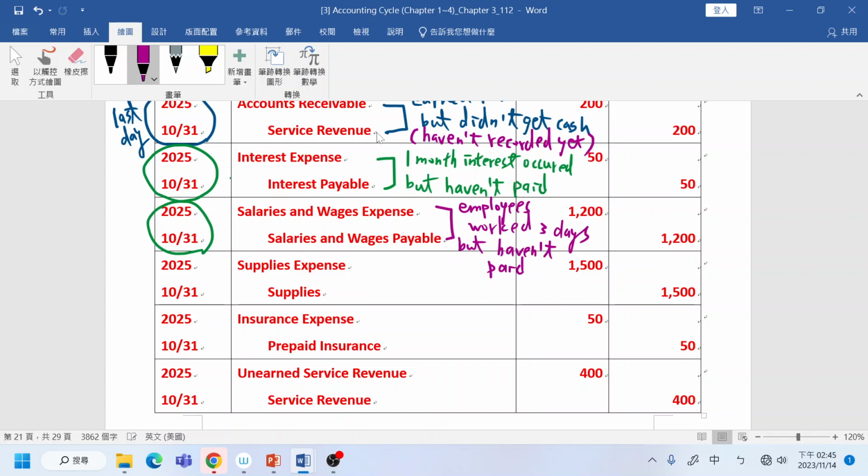Okay, any questions? So you should understand what we are doing. We try to find out the 10% transactions. We try to find out something that happened, but we haven't recorded it yet. Okay? Any questions? Then post to your T account, right?